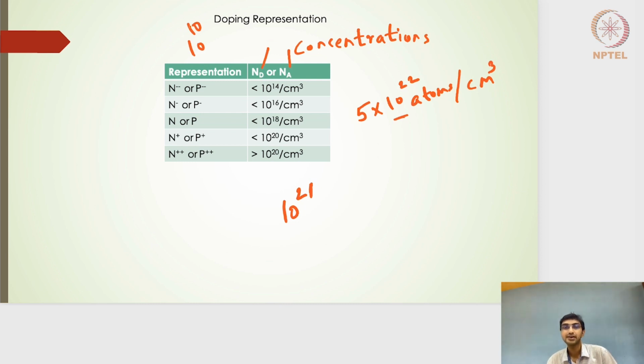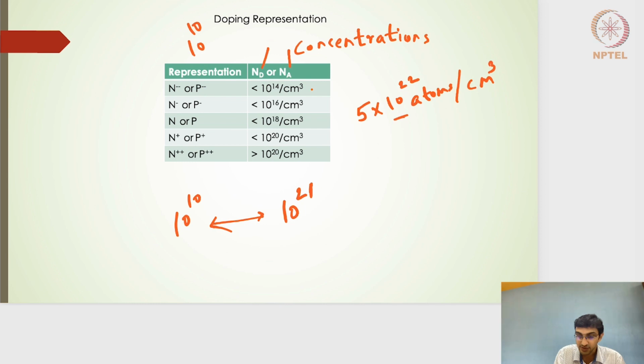10 raised to 10 is the intrinsic concentration. At room temperature, the bonds are broken and we get the majority carriers, but it is not so effective. So from 10 raised to 10 to 10 raised to 21, we can introduce the dopants. In this table, what I've stated here are the labelings.